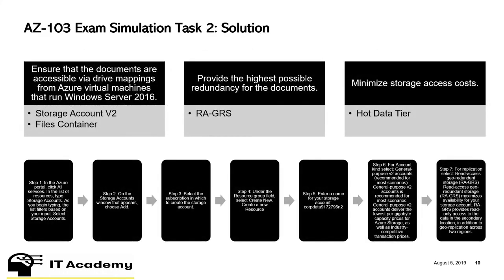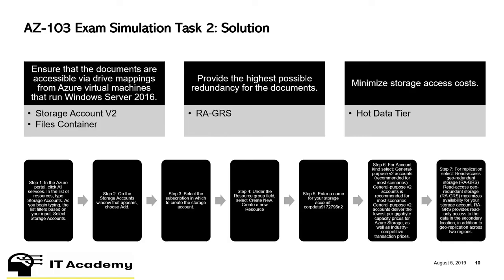Looking back through those requirements, the first one was ensure that documents are accessible via drive mappings from the Azure virtual machines that run Windows Server 2016. Now that tells me that I want to be using the latest version of storage accounts, so I would default to using a storage account v2 anyway, unless there was some kind of requirement telling me to use one of the other types. The other thing that question is telling me to do is that I need to create a file container within that storage account.